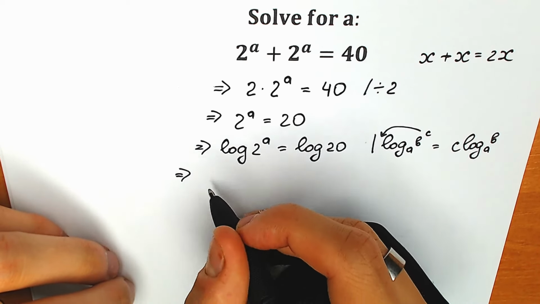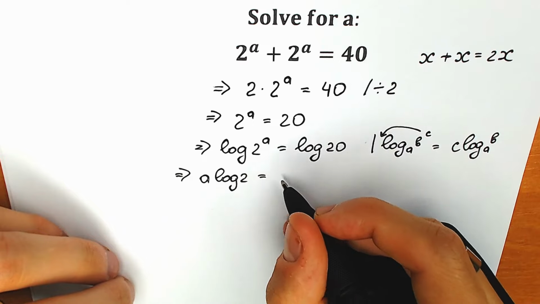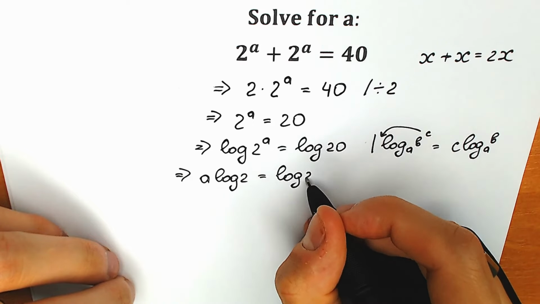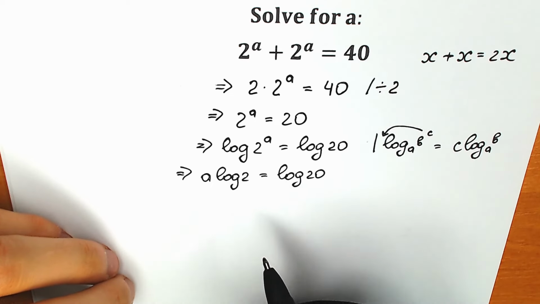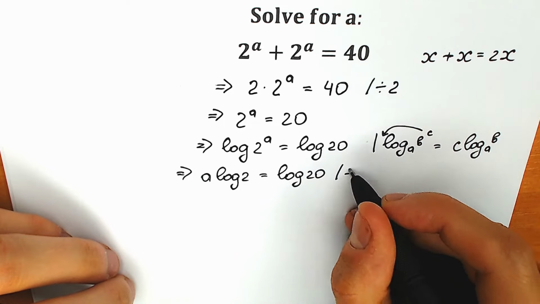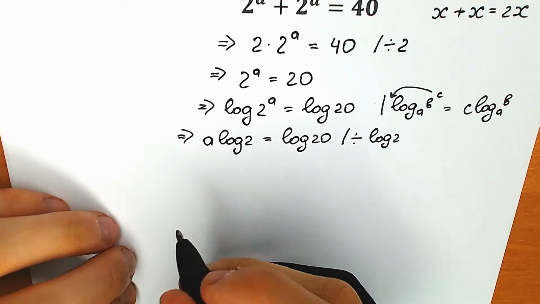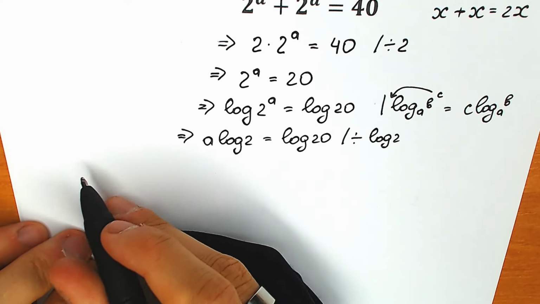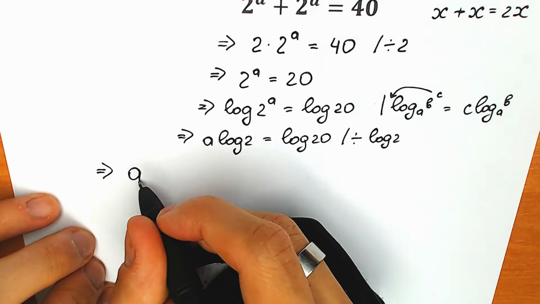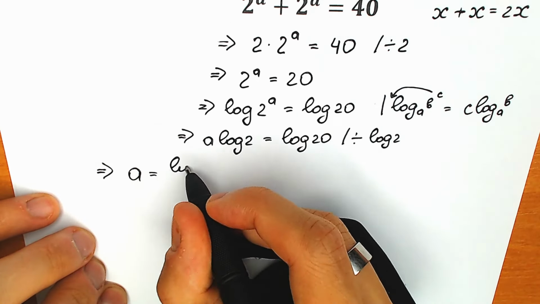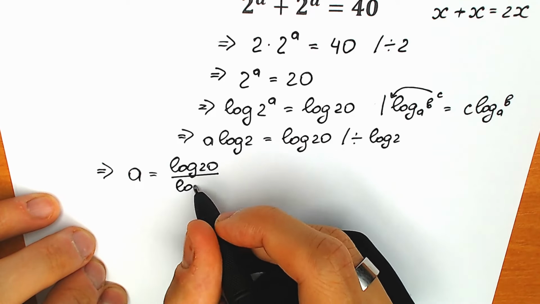As a result, we have a log 2 equal to log 20. And in our final step, we need to find our a without any logs. So we need to divide both sides by this log 2, and when we divide it, we have only our a. But I want to start right here on the left side, because I want to simplify this expression. So we have a equal to log 20 over log 2.